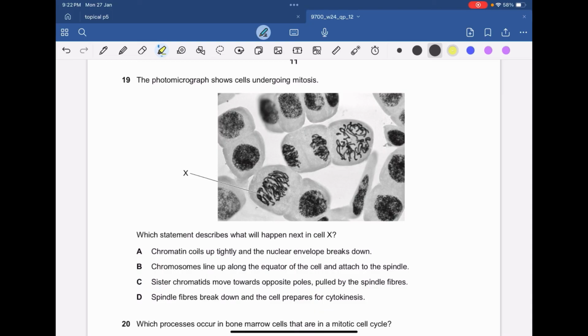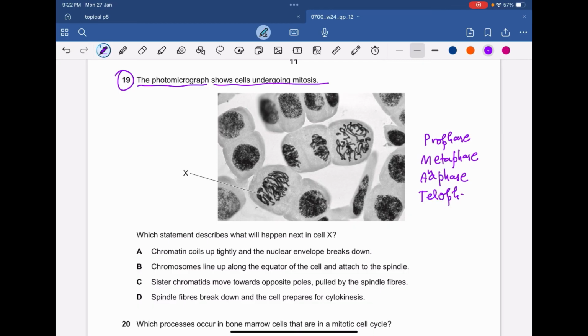Alright, so now let's move on with question number 19 over here. Question number 19 says that the photomicrograph shows the cell undergoing mitosis. Mitosis may we have how many steps? We have the 4 steps in the mitosis, which is the prophase, we have the metaphase, we have the anaphase, and we have the telophase, right? These are the four stages of the mitosis.